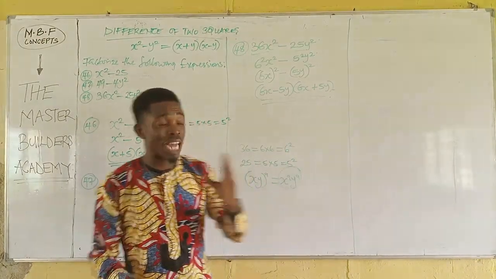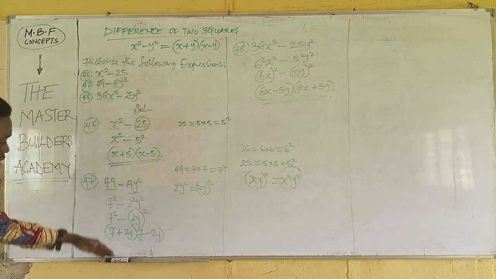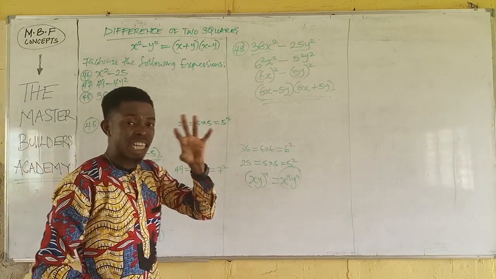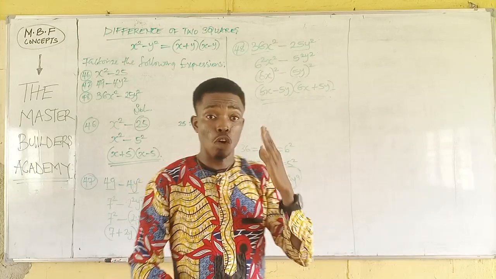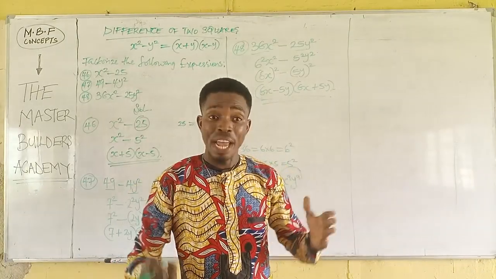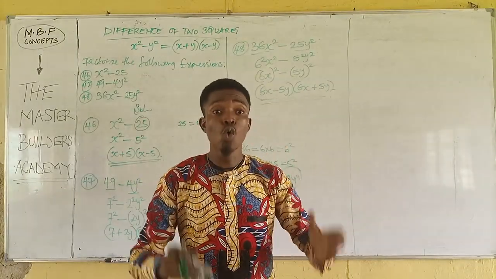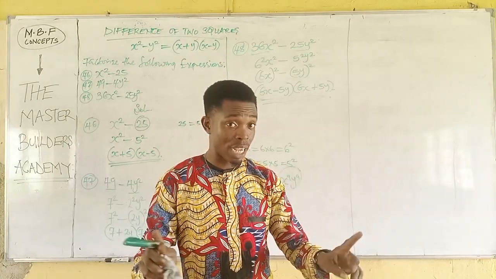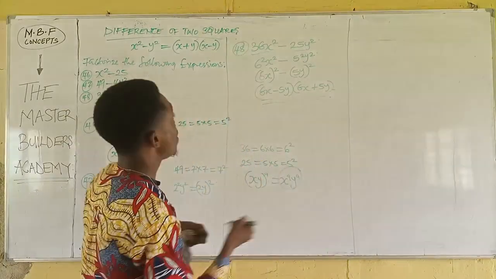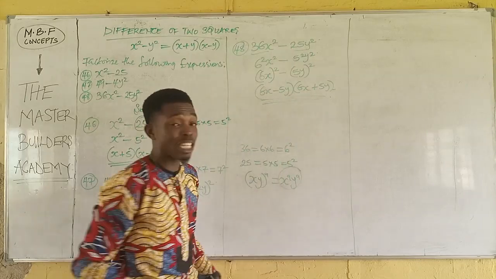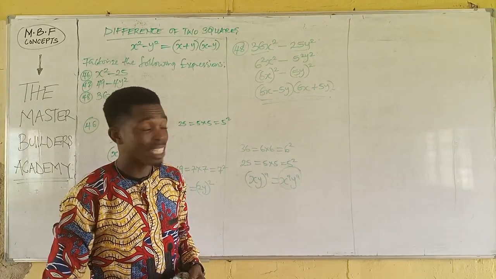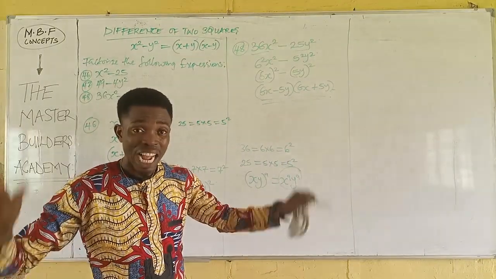So if this is understood, guys, then we are done with the aspect of factorization using the concept of difference of two squares. And this is only done when you are subtracting two square numbers. Don't forget, when you are subtracting. So if I have multiplication here, that theory will not work. All right, it will not work at all.